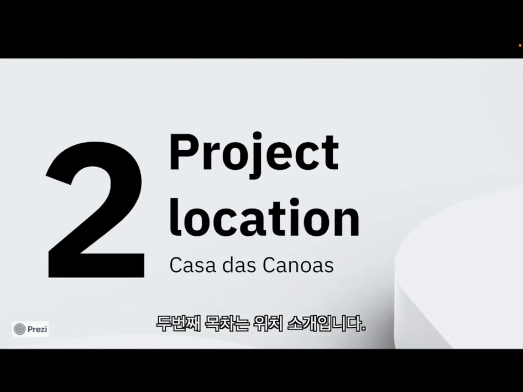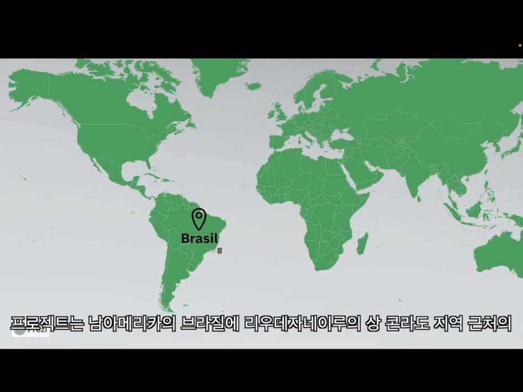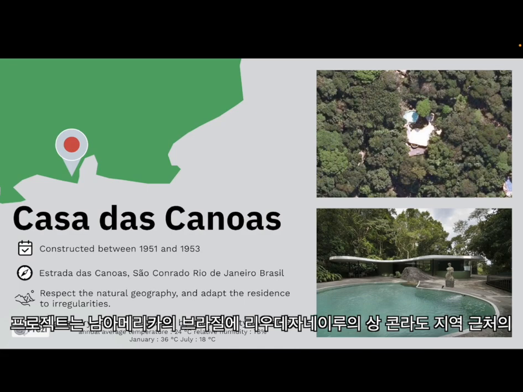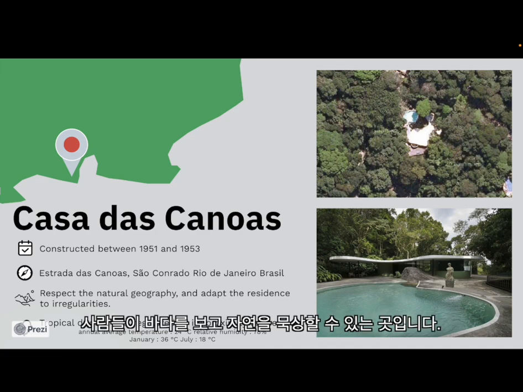The second table of contents is the location introduction. The project is located on the Canoas Highway near the São Conrado area of Rio de Janeiro in Brazil, South America. It is located on a densely planted hill where people can see the ocean and meditate on nature.